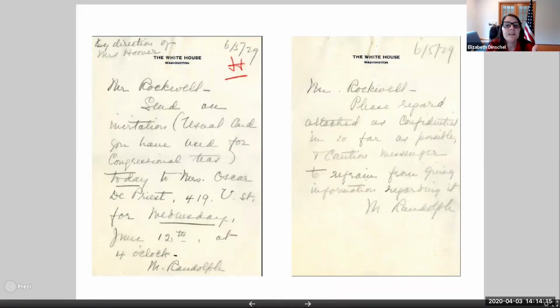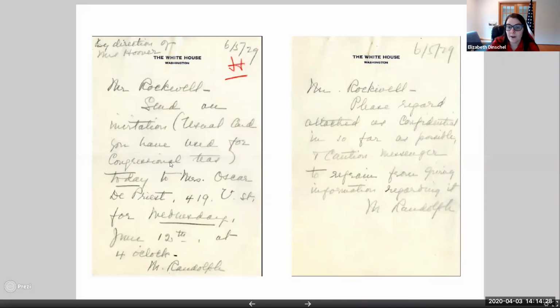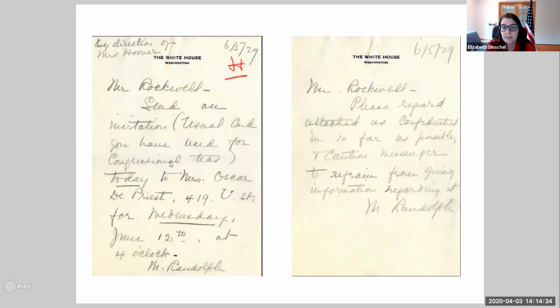So the teas happen in several waves. And on the day of the last tea, Mrs. Hoover instructed her secretary to send the invitation to Jessie DePriest. And these letters up here were to the messenger that was going to take the invitations. And Lou's secretary warns the messenger that the information is confidential and to refrain from giving information regarding it.